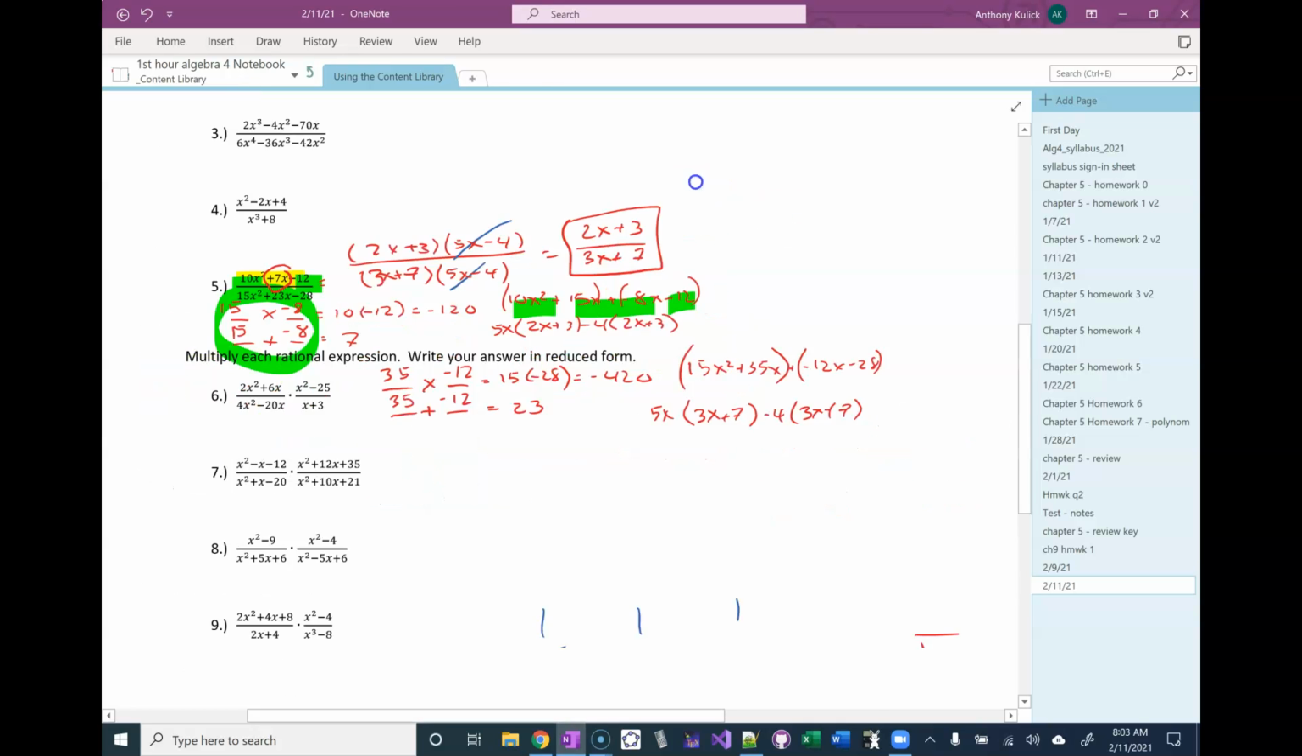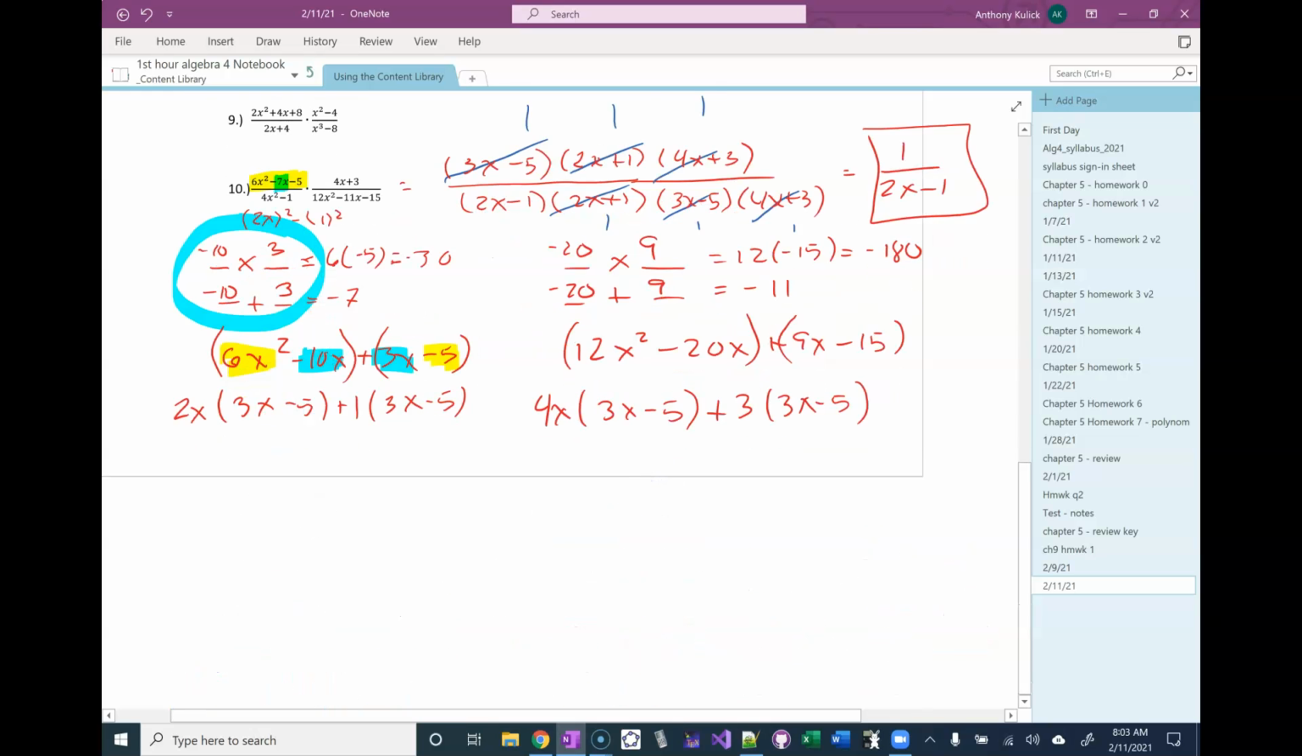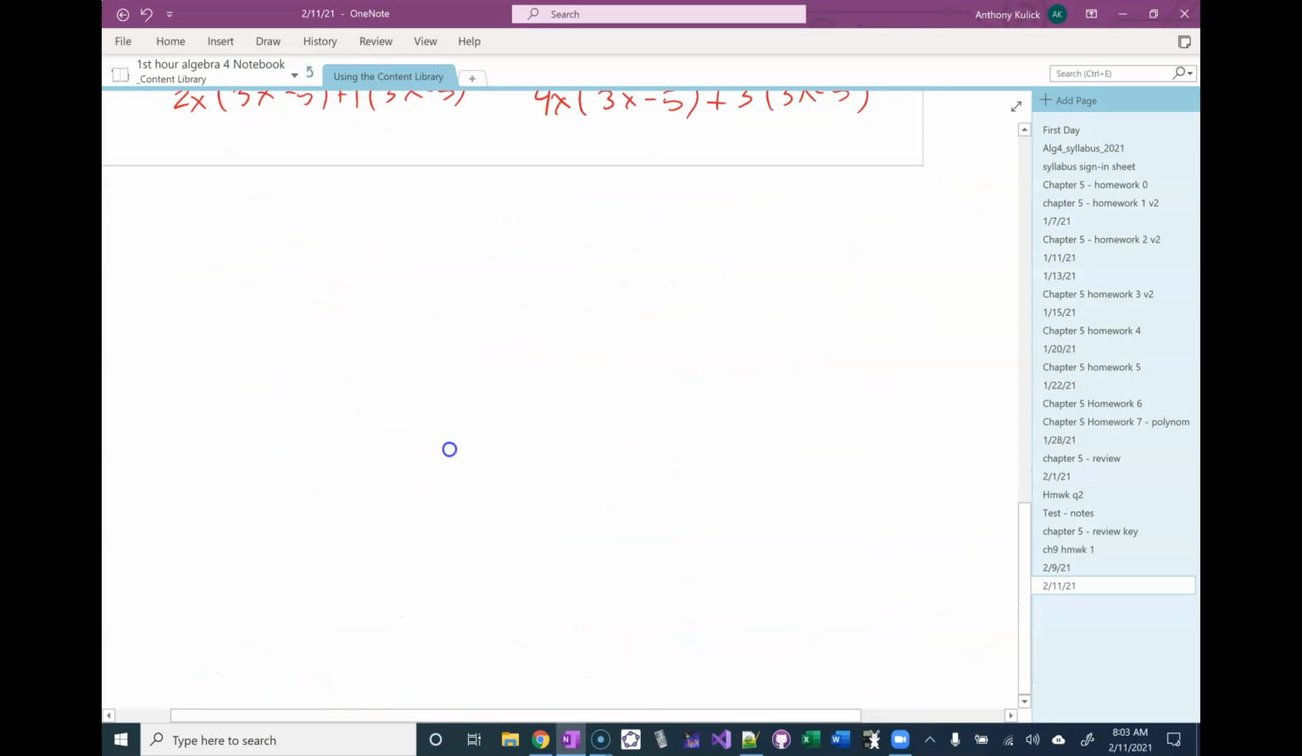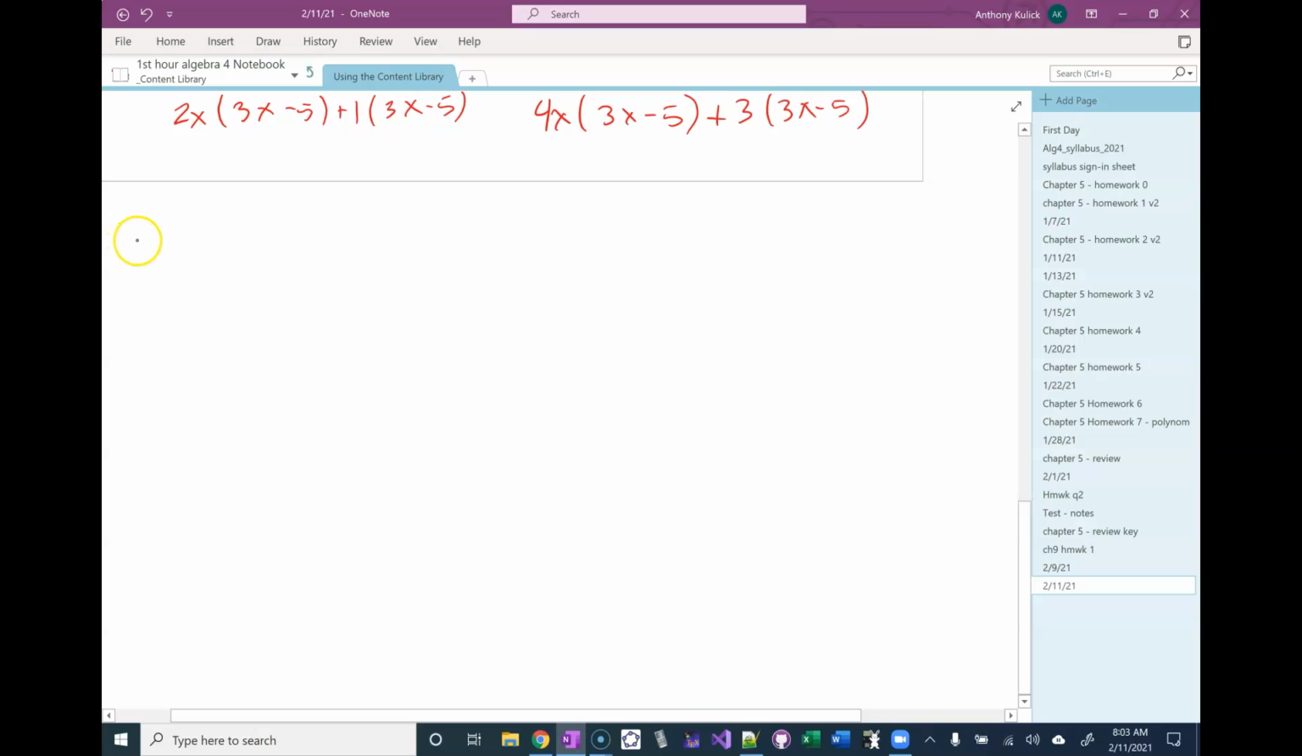So today then, we need to move forward and talk about addition and subtraction.